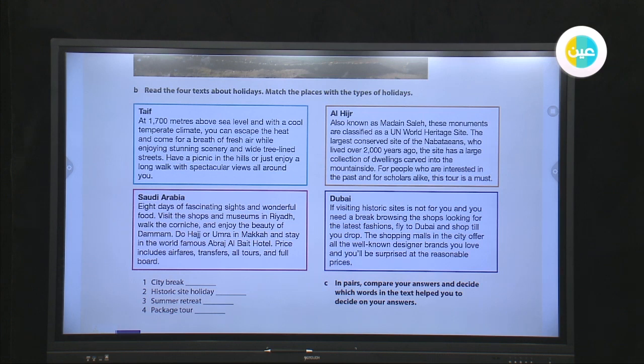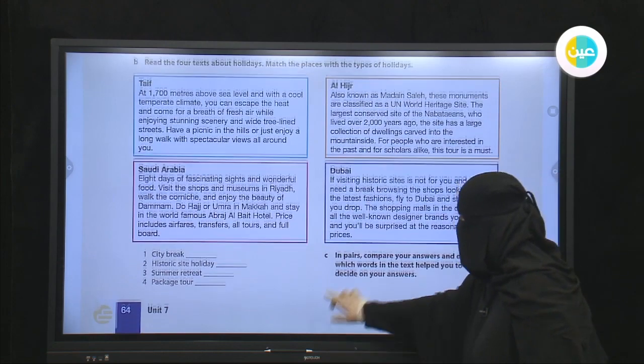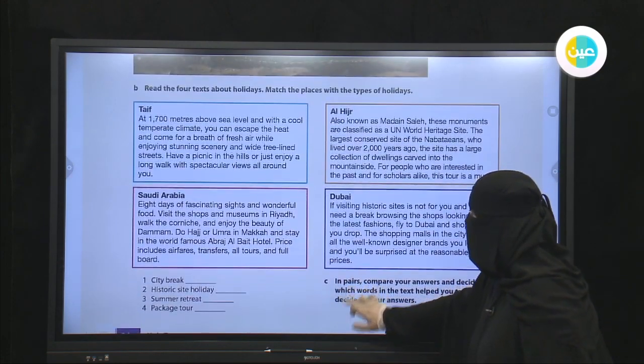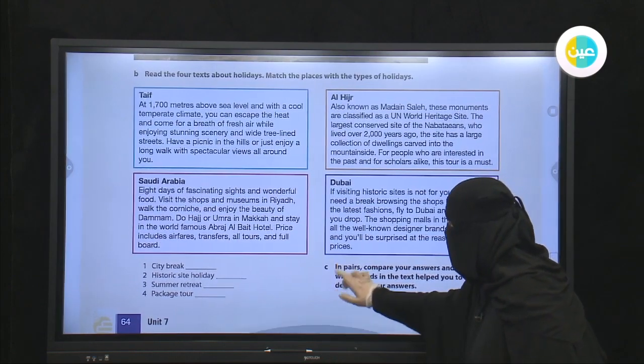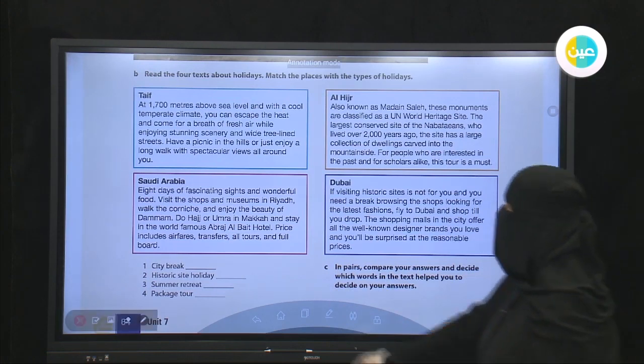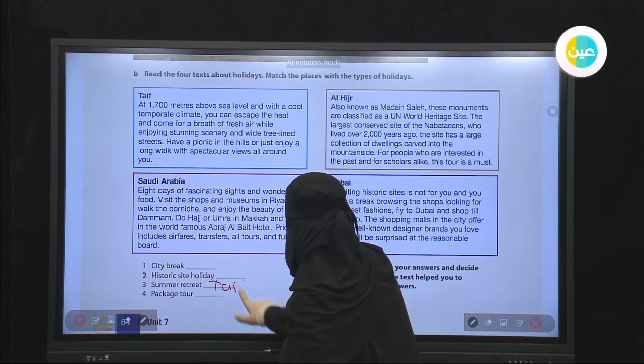What do you think is the proper type of holiday Taif will take? City break, historic site holiday, summer retreat, or package tour? Okay. I think Taif will be a summer retreat. So this one will be Taif. Okay.